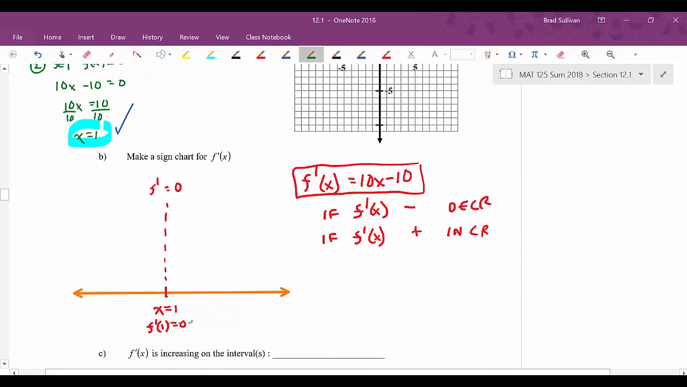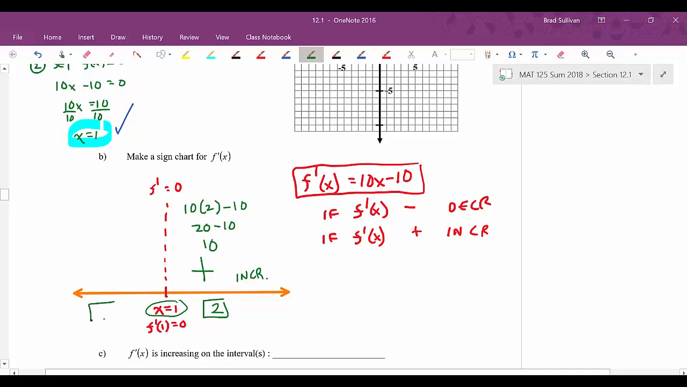All I got to do is take a number bigger than 1. That's your critical number. And it doesn't matter what number you pick, you'll get the same result. So let's just do 2, and that will be our test point. So we plug the 2 into the derivative. So we do 10 times 2 minus 10. That's 20 minus 10, so that's 10. So that's a positive, so that means that the function's increasing there.